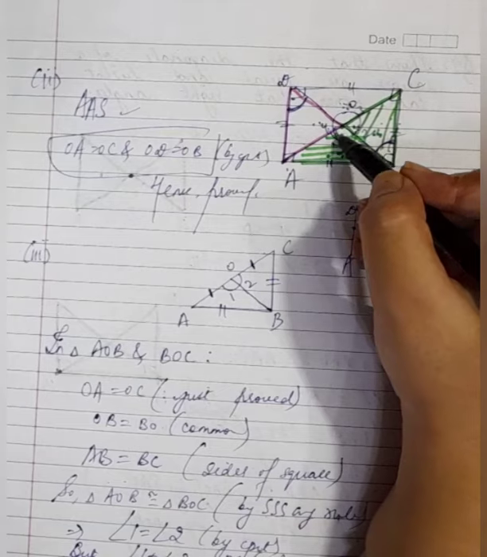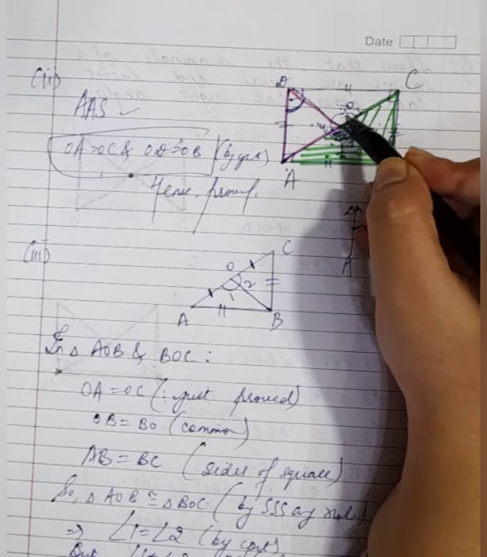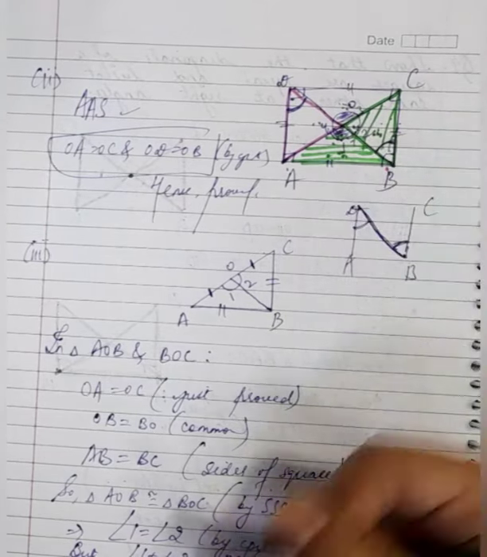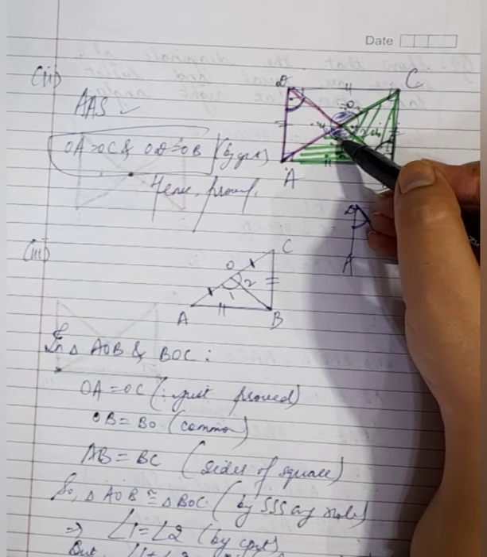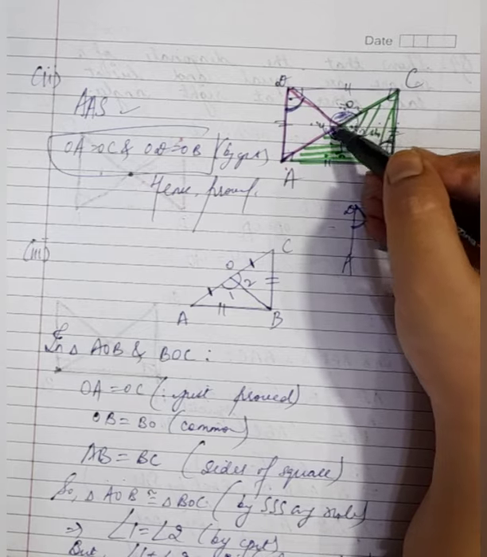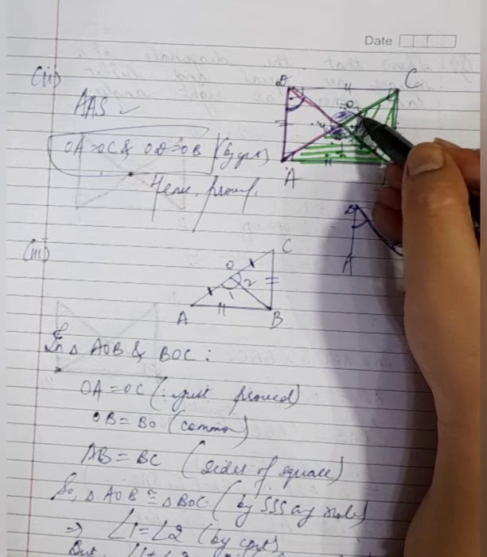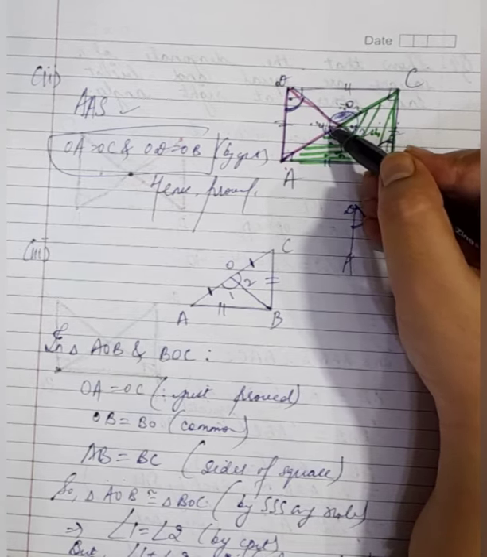Now if angle 1 is 90, angle 3 would be 90. Of course, angle 2 would also be 90. Angle 3 would be 90 as these are vertically opposite. 3 is 90, so adjacent to it, that is 4, it would form a linear pair. 4 would also be 90.